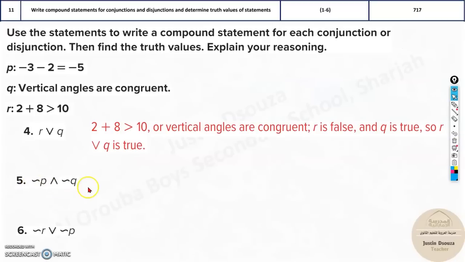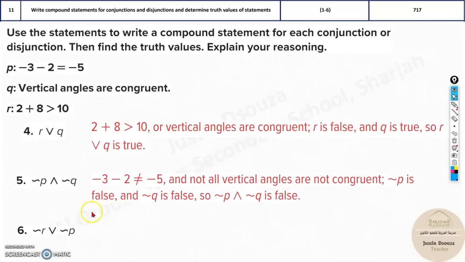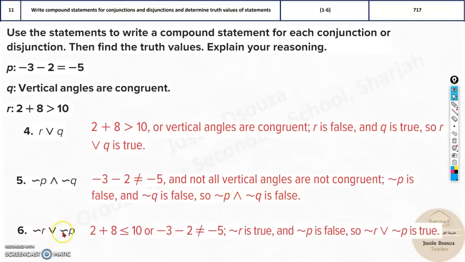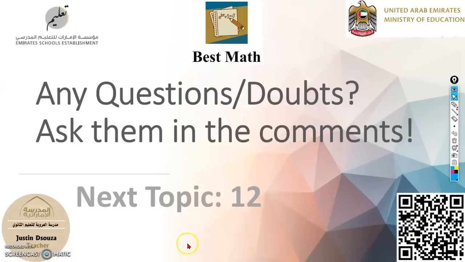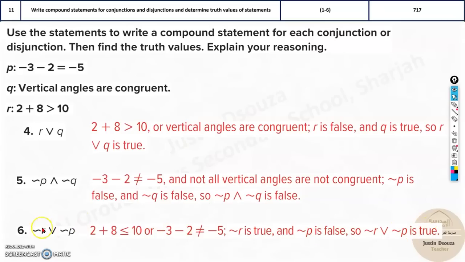Now, what about negation of P and negation of Q? Negation of P means it's false, and negation of Q is also false. So both are false in this case, then the compound statement is false. And over here, one is false, one is true, but the ultimate answer will be true. It's or again. Whenever you have or, at least one must be true, then the final answer is true. See, negation of R was false, but it became true, right? Whereas negation of P, which was true, became false. If one is true, it is true.